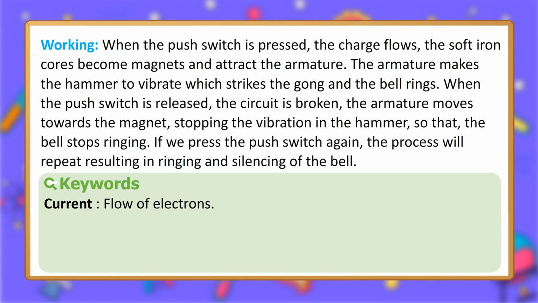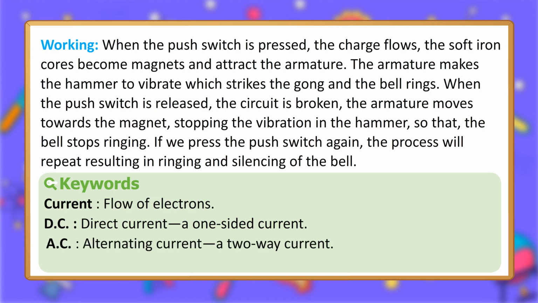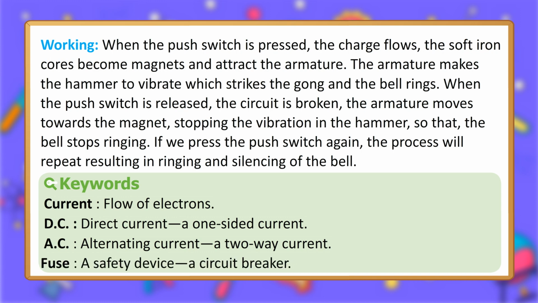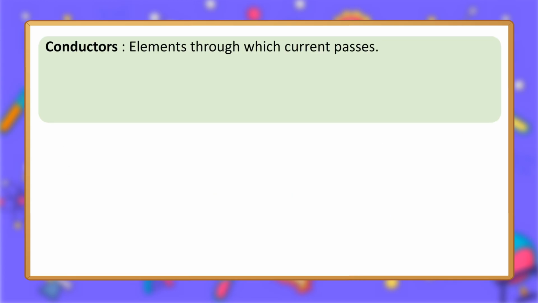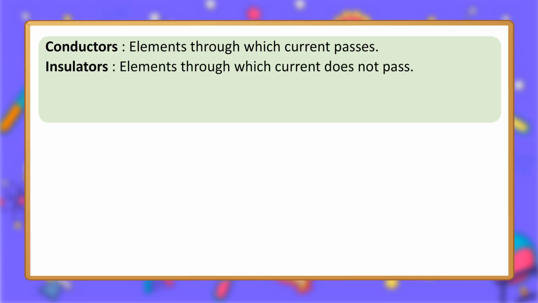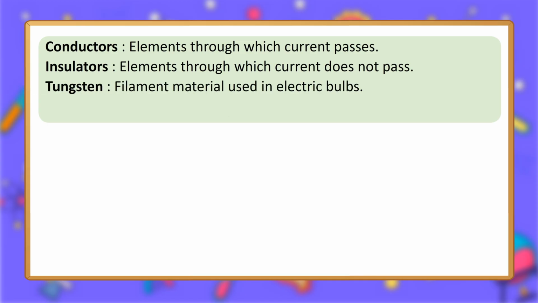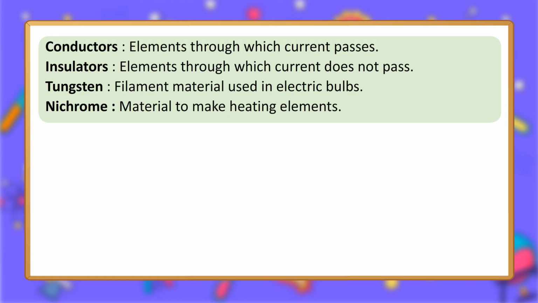Keywords. Current. Flow of electrons. DC. Direct current, a one-sided current. AC. Alternating current, a two-way current. Fuse. A safety device, a circuit breaker. Conductors. Elements through which current passes. Insulators. Elements through which current does not pass. Tungsten. Filament material used in electric bulbs. Nichrome. Material to make heating elements.